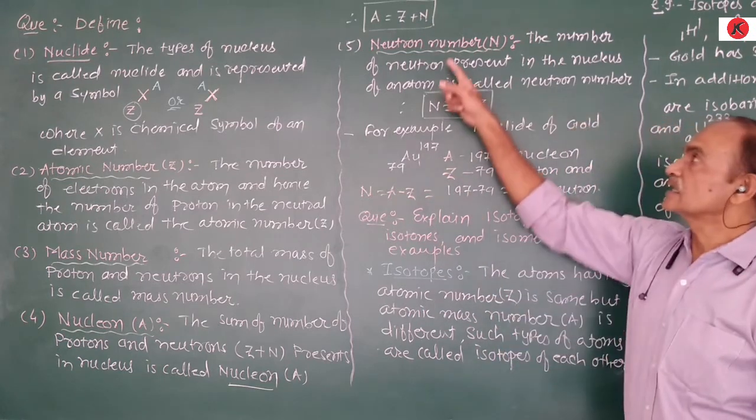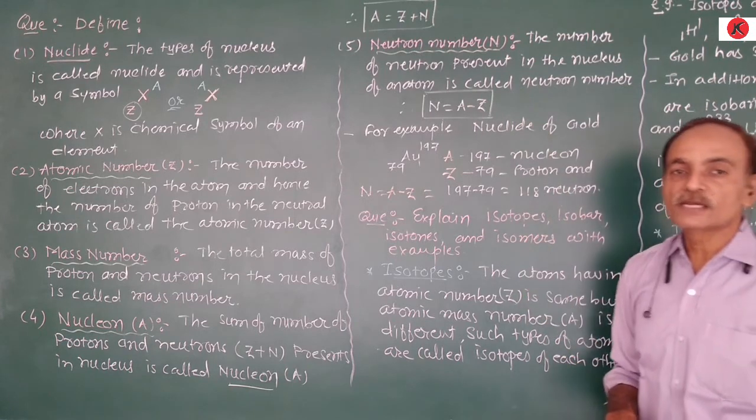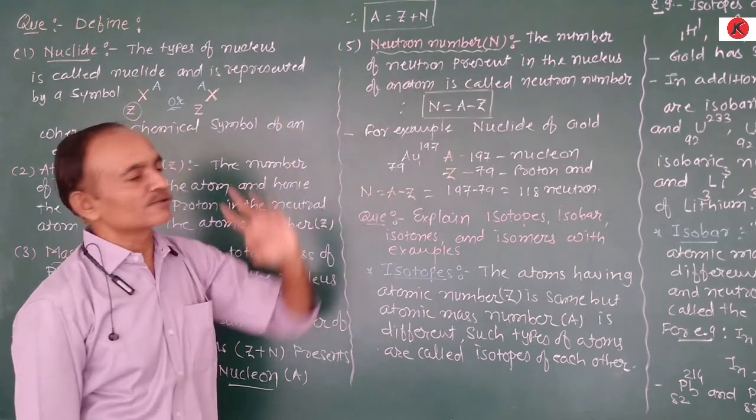After that, what is the neutron number? The number of neutrons present in the nucleus is known as the neutron number.